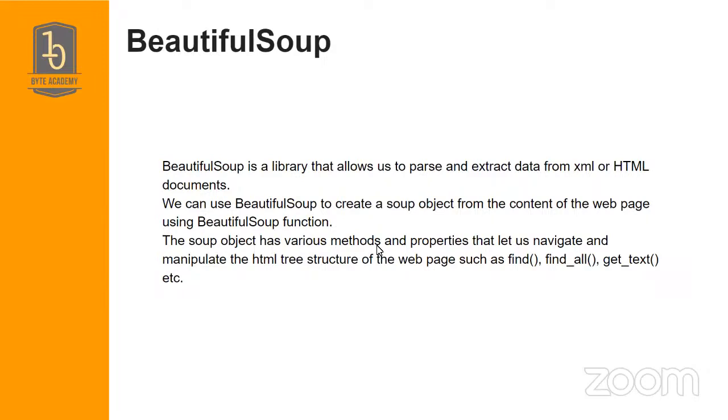The soup object has various methods and properties that let us navigate and manipulate the HTML tree structure of the web page, such as find all and get text. Okay, and there are many more. For this library too, I have mentioned the documentation link. Trust me, it is very easy to digest the documentation for these two libraries. It is written in very simple language with examples. So if you want to dive deeper into it, you can check those links and read the documentation.